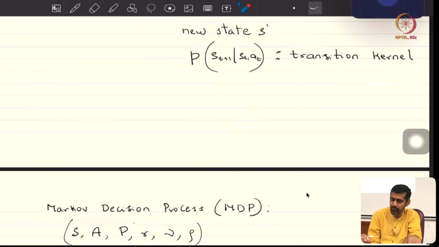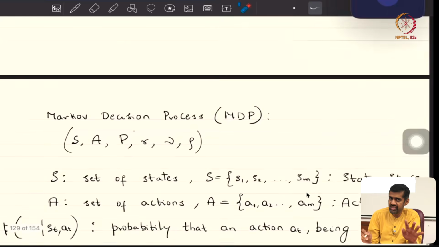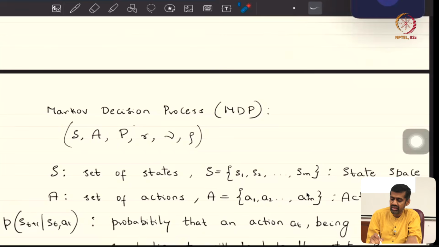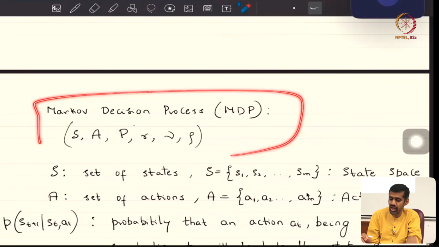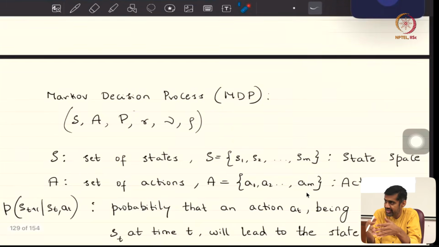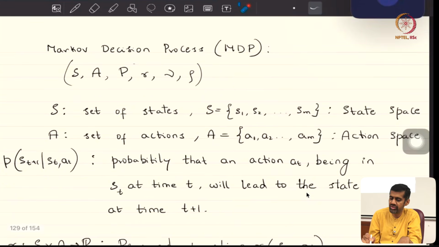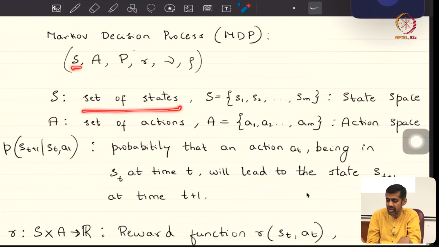We'll get to that. RL is quantified by this thing called a Markov decision process, which is whatever I just described. It is a five-tuple. There is a set S, which is the set of states, also called the state space of the agent, the possible states, and there is a set of actions, which is also called the action space.